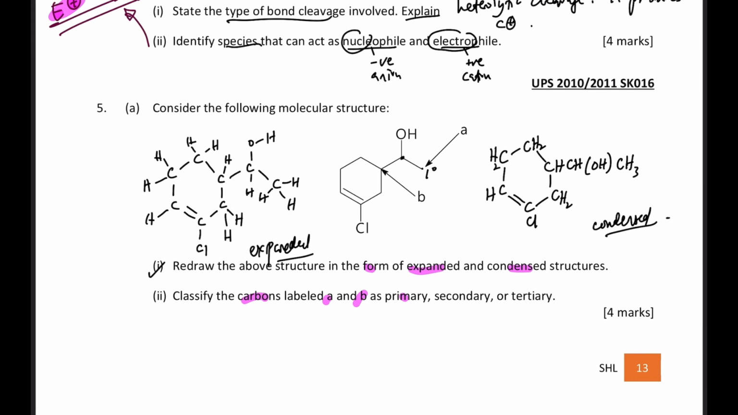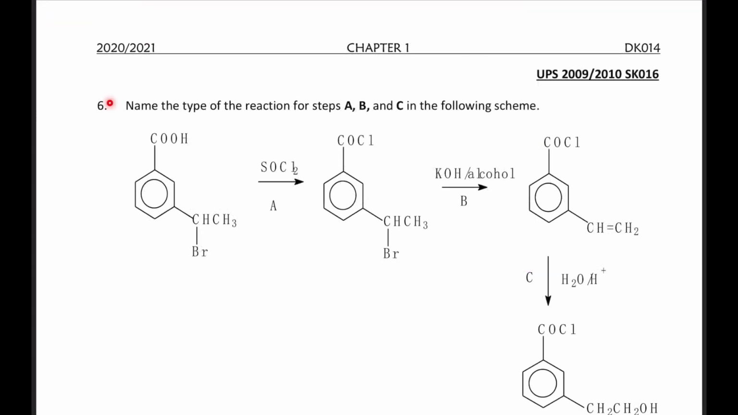Now untuk A dan B, A berada di hujung sini, so dia cuma ada satu carbon attached di sini, iaitu this one. So this is primary carbon. B ada 1, 2, 3 carbon attached.